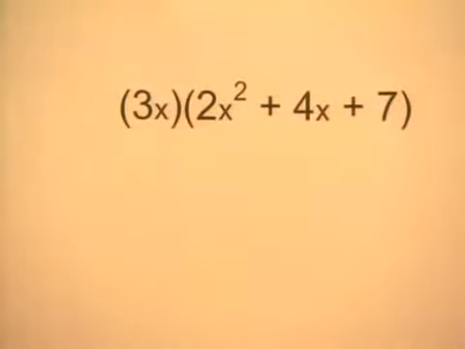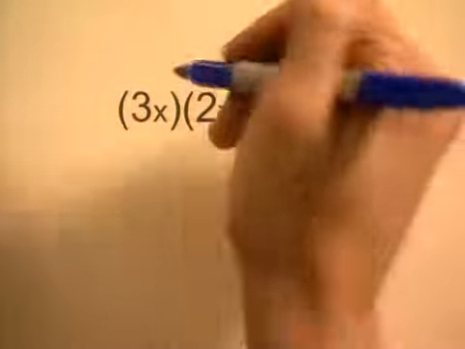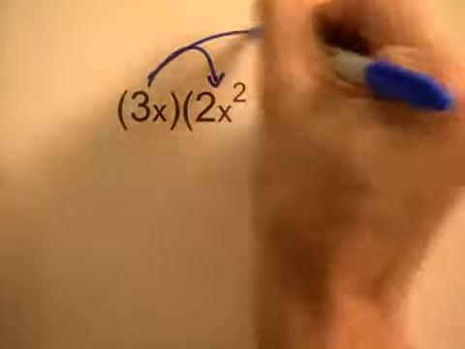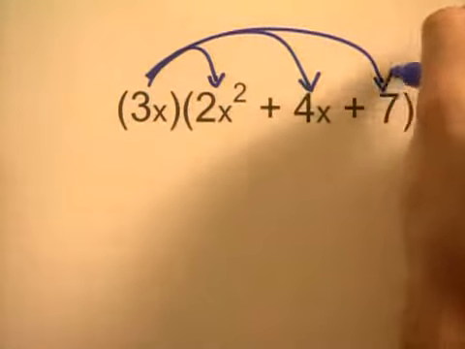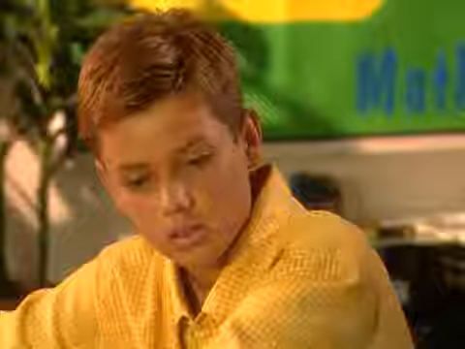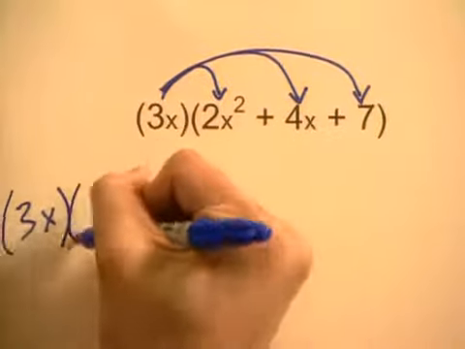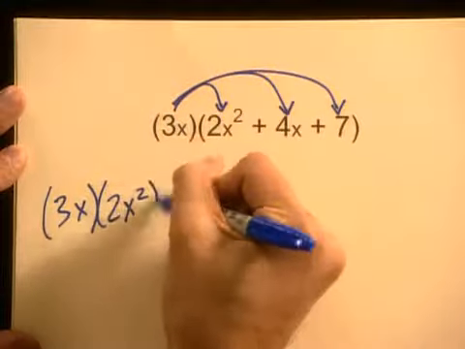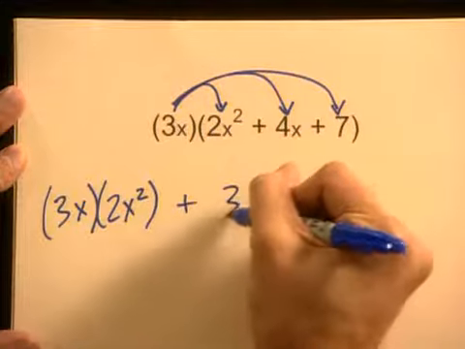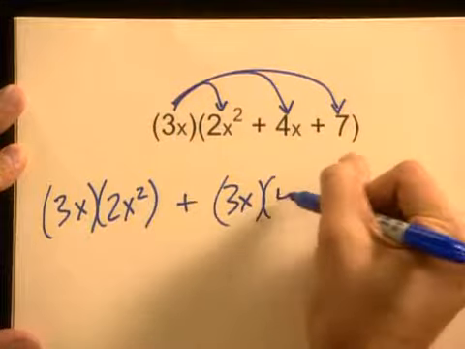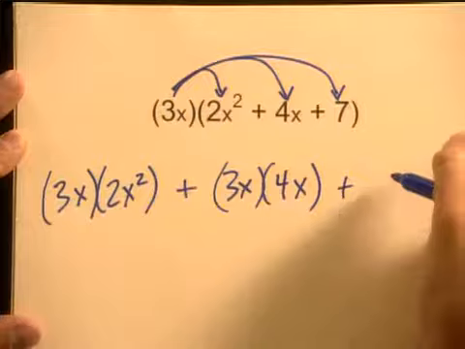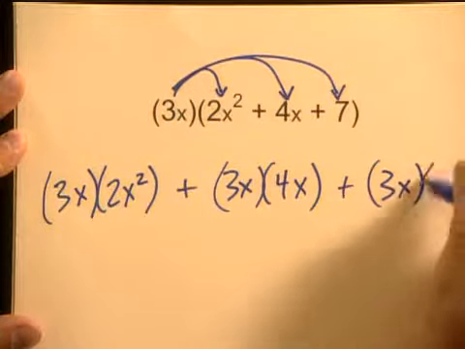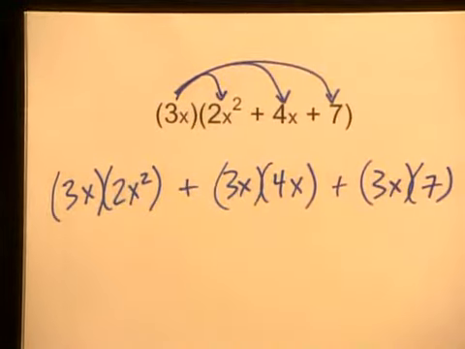Okay, problem 3. We have a monomial times a trinomial. And this is going to work just like the distributive property. We're going to multiply the 3x times each term inside. So first we have 3x times 2x squared, and go ahead and think of what that would be. And we have 3x times 4x and 3x times 7.